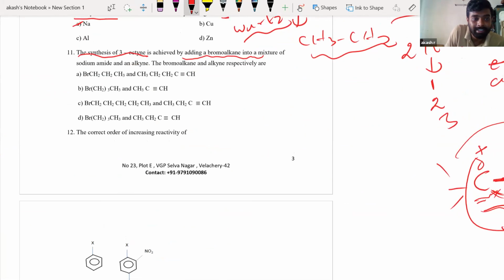Now look at this: synthesis of 3-octyne by adding a bromoalkane into the mixture of sodium amide and alkyne is what? What should be the bromoalkane? What should be the alkyne is what they're asking.